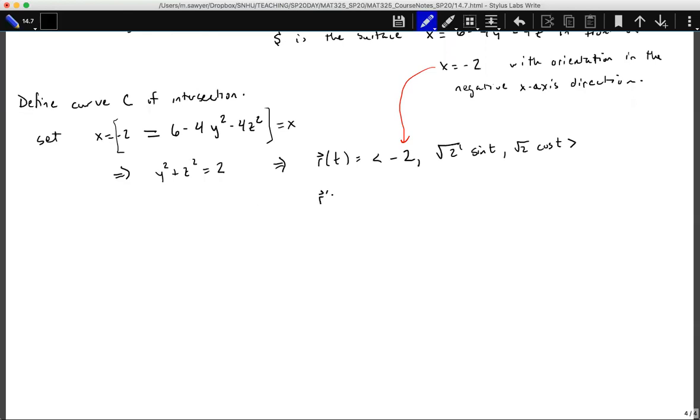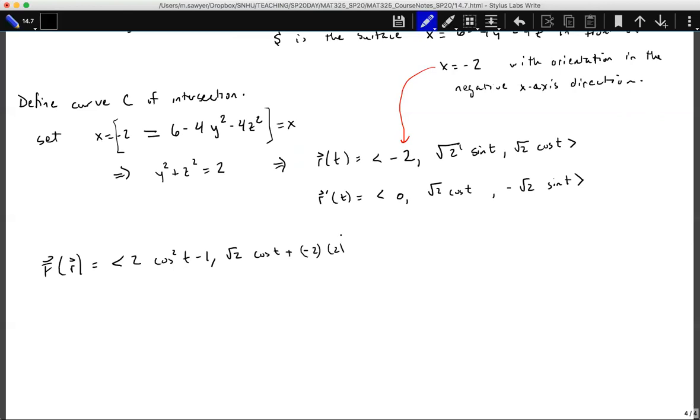And the parameterization just ensures that we go counterclockwise around the circle in a direction that works for us later. r prime of t is 0, √2 cosine of t, -√2 sine of t. So then our vector field f, evaluated at r, is equal to 2 cosine squared of t minus 1, √2 cosine of t plus -2 times 2 to the 3/2, I'm neglecting some simplification here, sine cubed of t, comma 6.